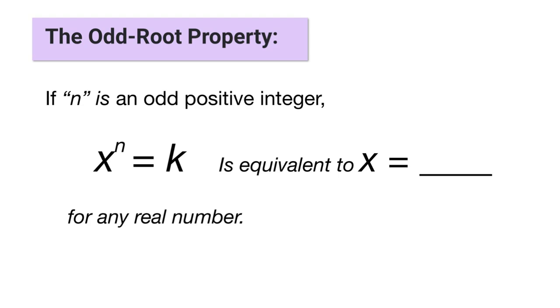The odd root property: if n is an odd positive integer, here n represents the index, x raised to n is equal to a constant k. It is also equivalent to x is equal to the nth root of k for any real number. Okay, so let's look at more examples.